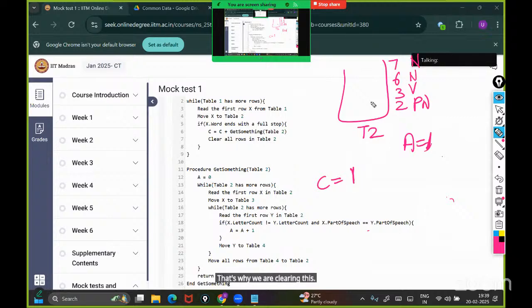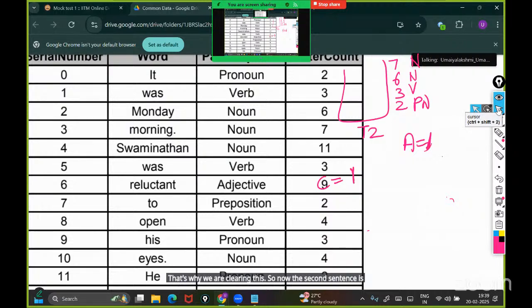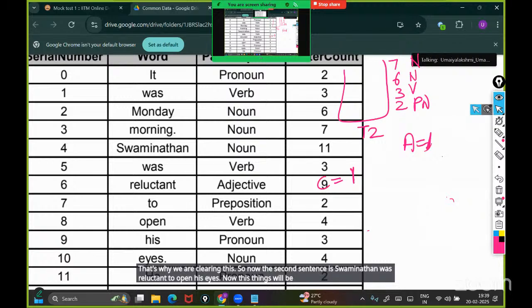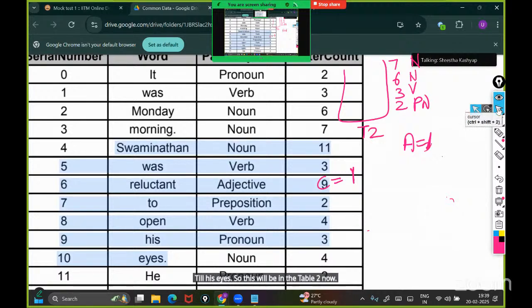Yes. Now the second sentence is "Swaminathan was reluctant to open his eyes." Now these words, from Swaminathan till his eyes, will be in table 2. So here we have verb and verb, 3 and 4. This will match. There is nothing else matching, right? So now A is 1 again. C is incremented to 2. Is it clear?